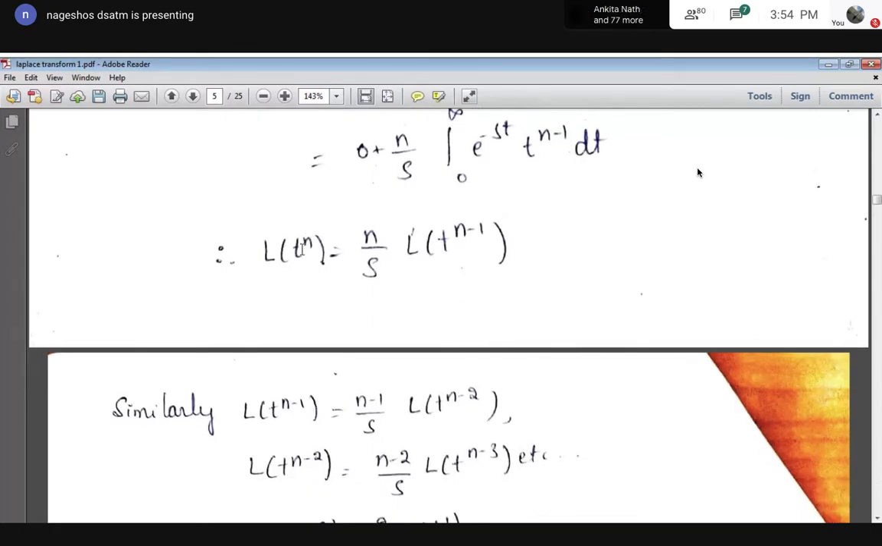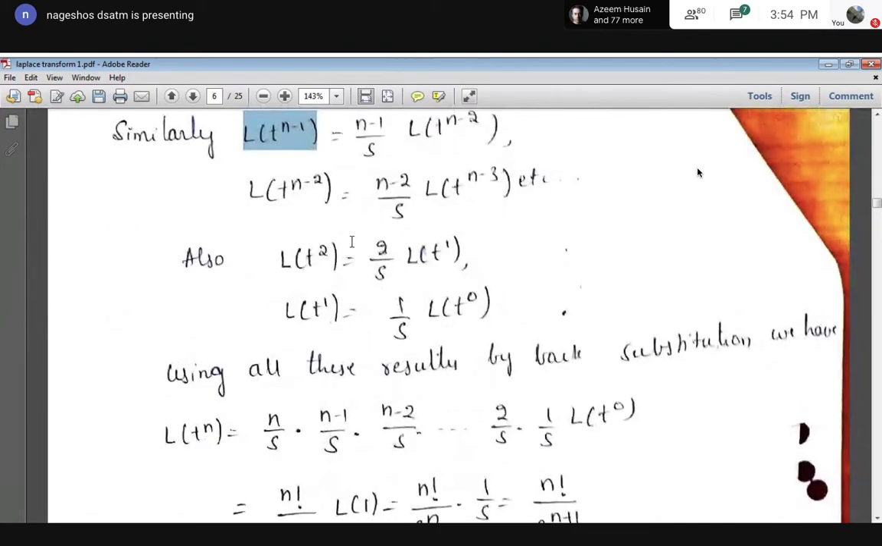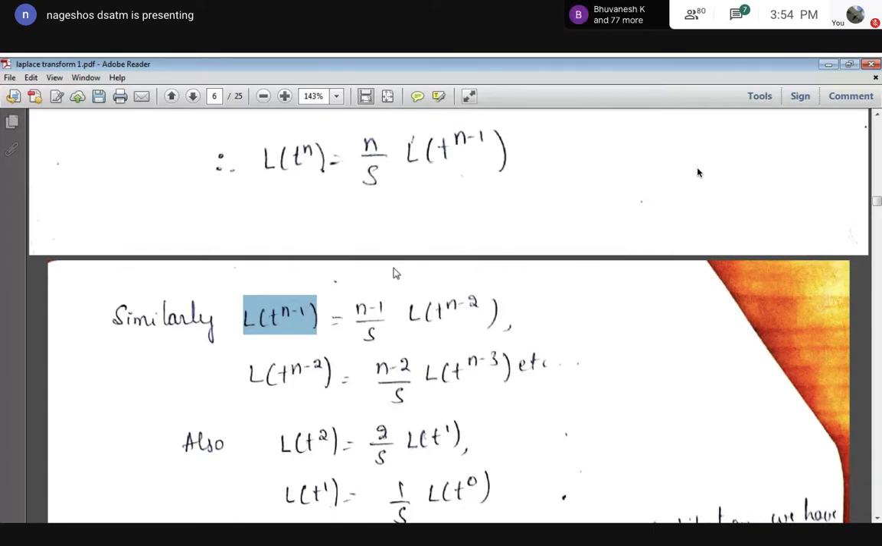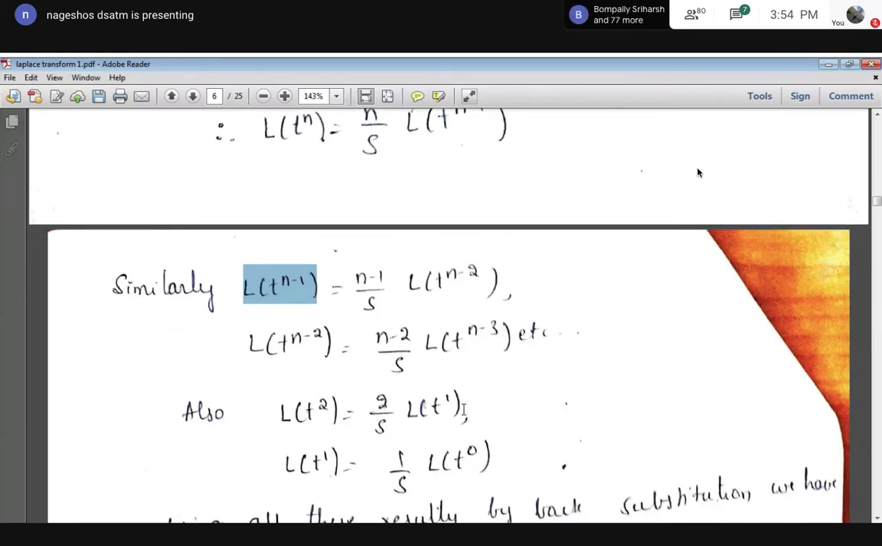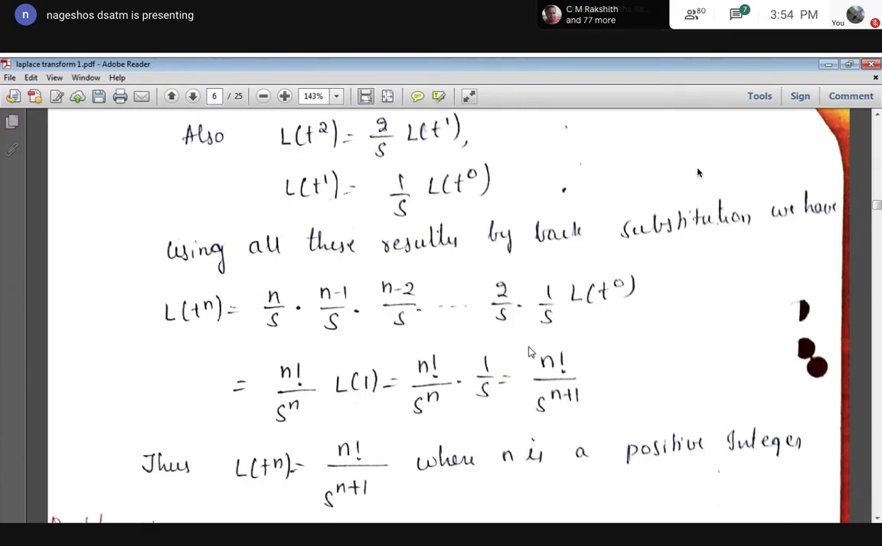Okay. Similarly, you can build the relation. If you have L of t power n, then n by s, L of t power n minus 1. If you have L of t power n minus 1, means in place of n, write n minus 1. Here in place of n, n minus 1, minus 2. So n minus 2. It will continue like this. For L of t power n minus 2, in place of n, n minus 2 by s. In place of n, n minus 2 minus 1, that is n minus 3. If you continue like this, it will end in L of t power 1 equal to 1 by s, L of t power 0. T power 0 is 1.